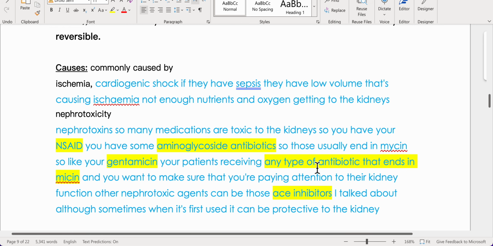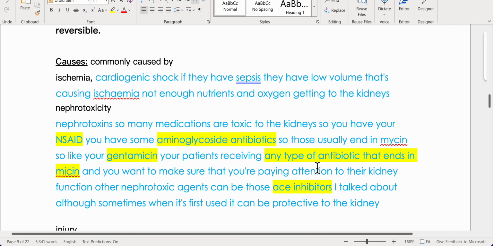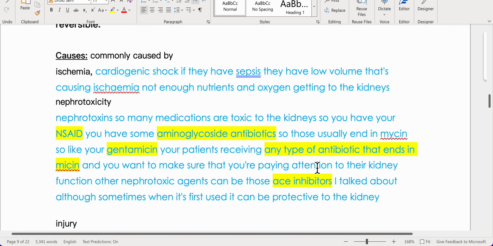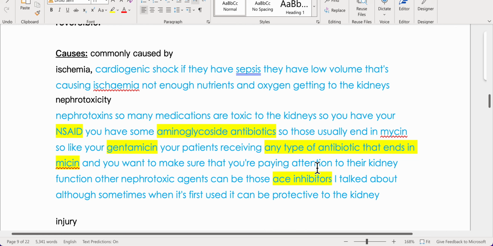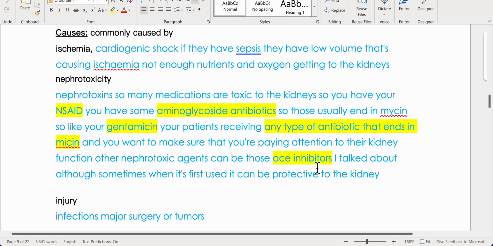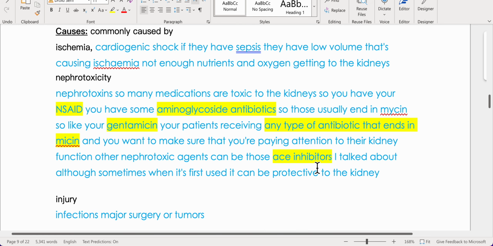Causes: commonly caused by ischemia, cardiogenic shock. If they have sepsis, they have low volume that's causing ischemia, not enough nutrients and oxygen getting to the kidneys. Nephrotoxicity: many medications are toxic to the kidneys, such as NSAIDs and aminoglycoside antibiotics, which usually end in mycin, like gentamicin. For patients receiving any antibiotic that ends in mycin, make sure you're paying attention to their kidney function.